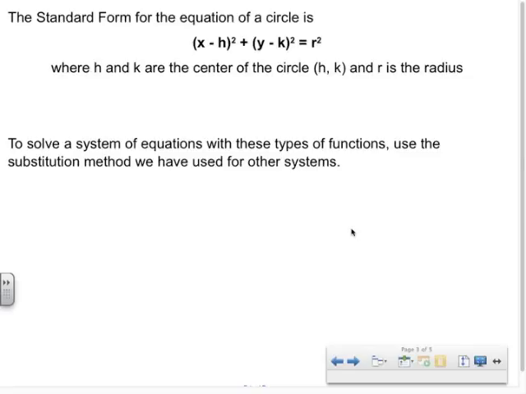You can see on the screen that the standard form for the equation of a circle is (x minus h) squared plus (y minus k) squared equals r squared. The values of h and k are the center of the circle, and r is the radius. We saw h and k when we did vertex form of a quadratic, and here we're seeing it again. So if you get a system that has these types of functions, these types of circles, to solve them you're going to use the substitution method that we have used for other systems. It's just going to look a little bit different.